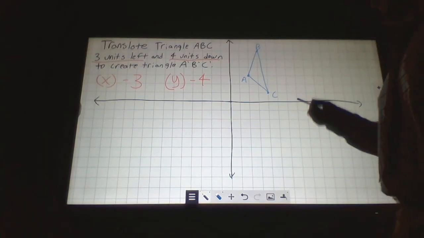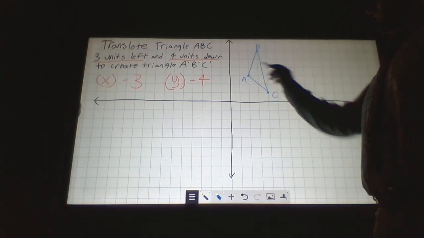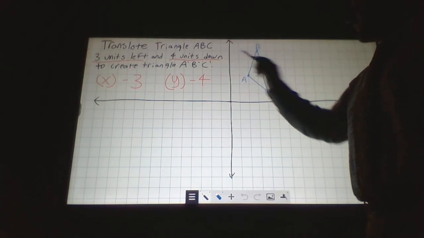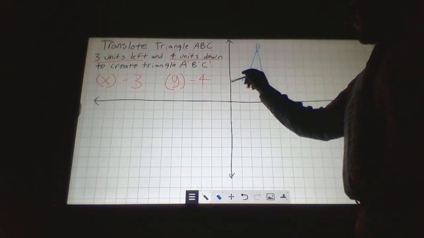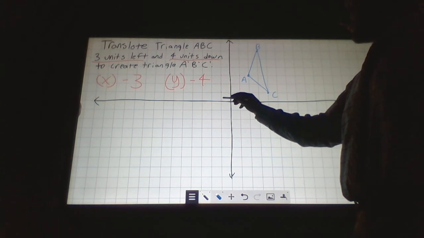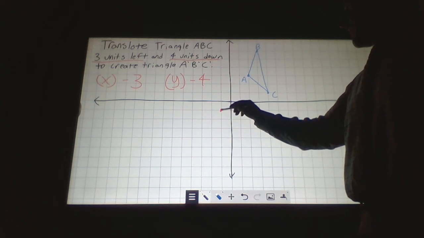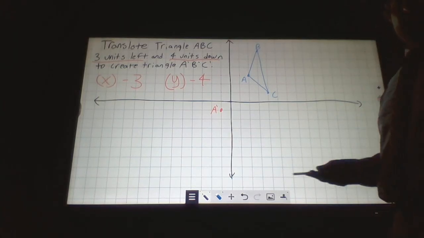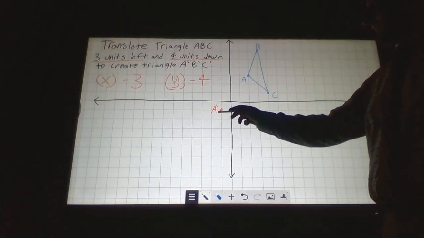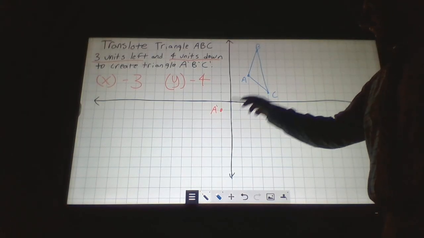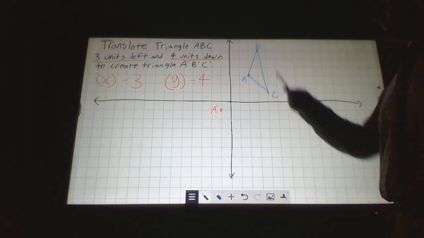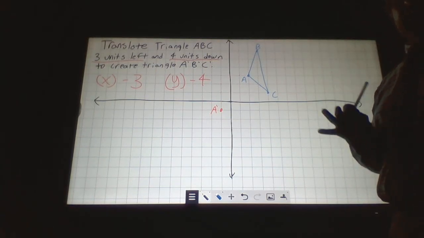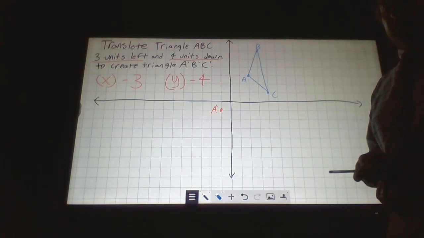So what's that look like? Well, if we start at point A, then we can simply count backwards 3, 1, 2, 3, and then we can count down 4. 1, 2, 3, 4, and we end up at A prime right there. Now, take note that A compared to A prime is a diagonal distance, but we are using the cardinal directions of left, right, up, and down in order to make an easy path of travel.